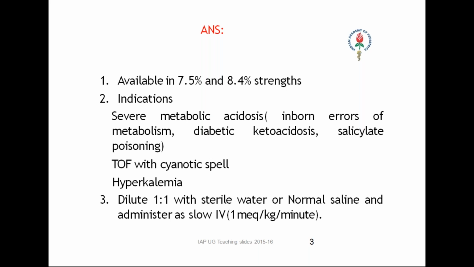What are the clinical conditions where you get severe metabolic acidosis? Like you all know, diabetic ketoacidosis, inborn errors of metabolism, poisonings like salicylate poisoning, aspirin poisoning. In all these things you get severe metabolic acidosis. And one more thing, what is the probable potential side effect of giving this sodium bicarbonate, one should also know.